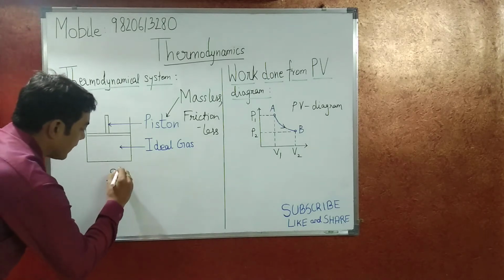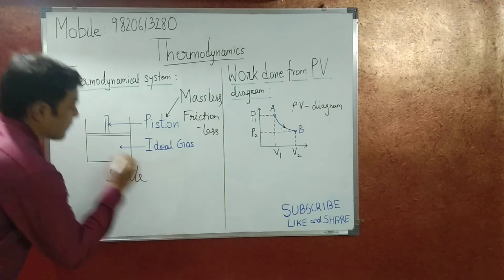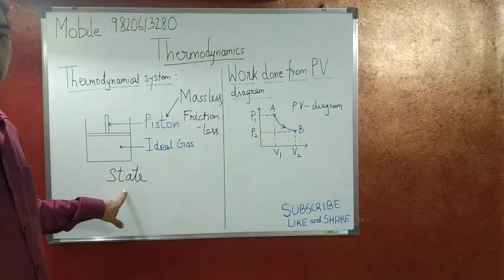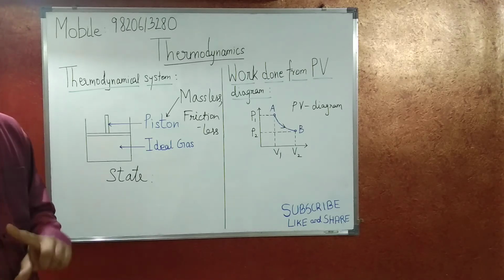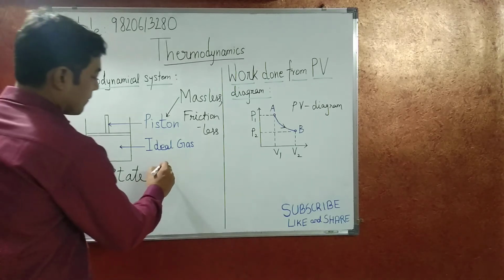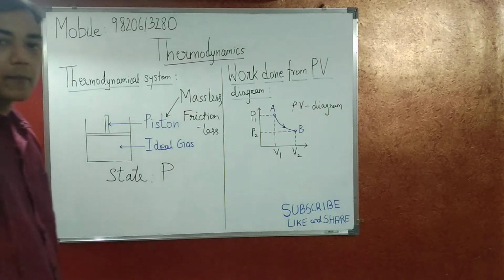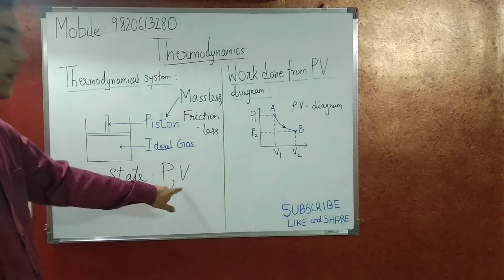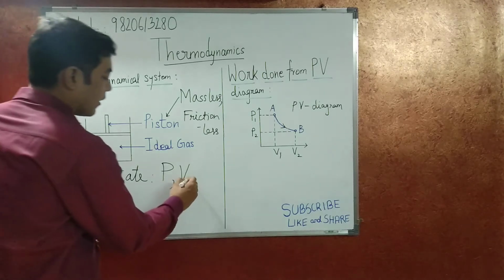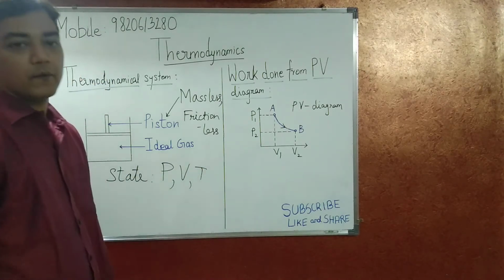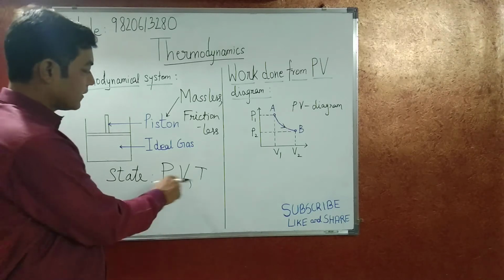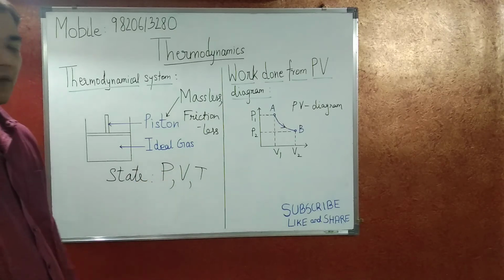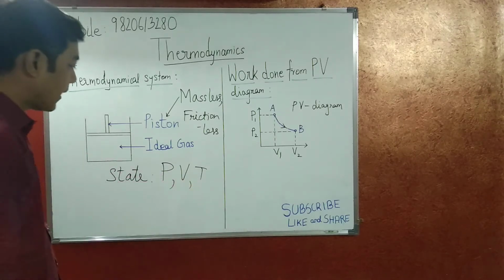What do you understand by the state of a system? The state of a system is represented by three variables. Which are they? Pressure, which is denoted by P. Then you have volume, which is denoted by V. And the third one is temperature. Now, out of these three variables, even if I know P and V, I can find T. How? By using this equation.